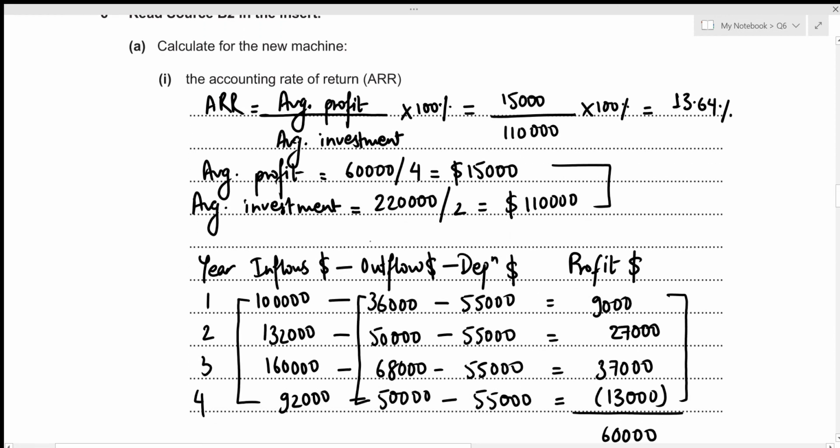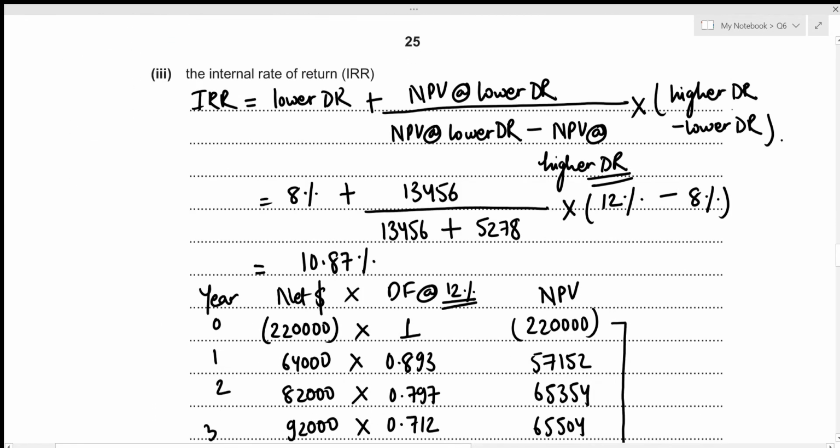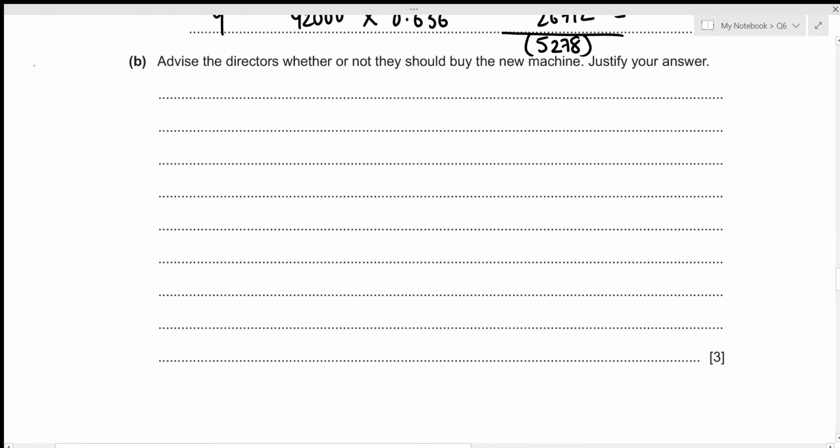For the first one, we calculated the accounting rate of return and we figured it out to be 13.64%. We know that our cost of capital is 8%, and to have an accounting rate of return higher than the cost of capital is a good thing. So let's write it down. We can say that our accounting rate of return is higher than the cost of capital.